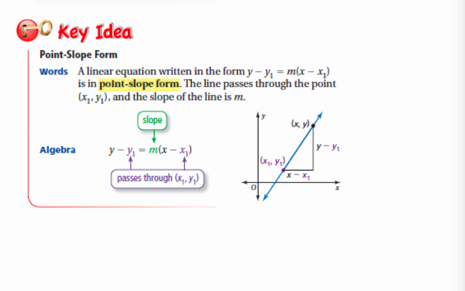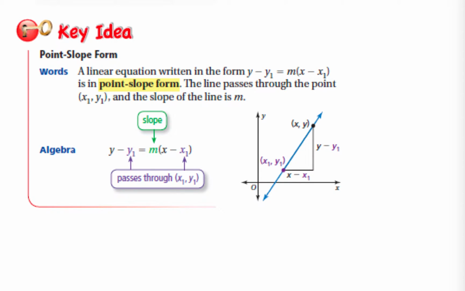Today we are doing lesson 13.7, which is writing equations in point-slope form. This is the last lesson in chapter 13. So point-slope form is another type of linear equation. We've already talked about two other forms of equations.